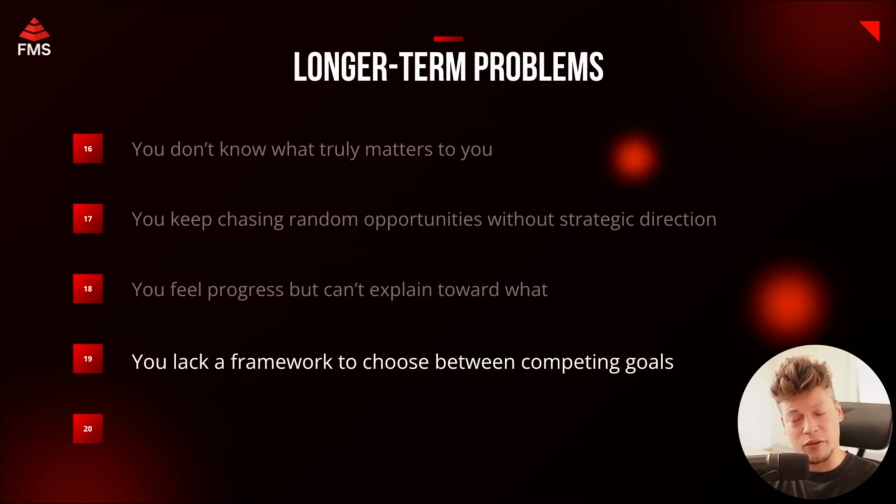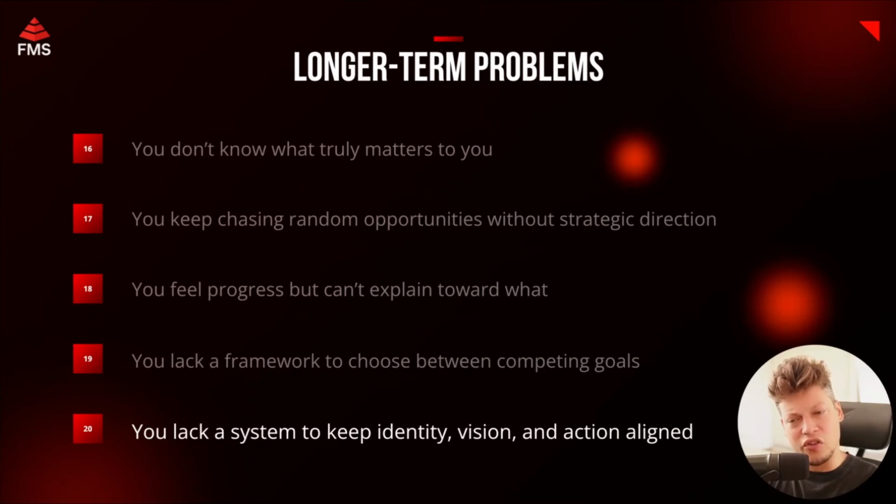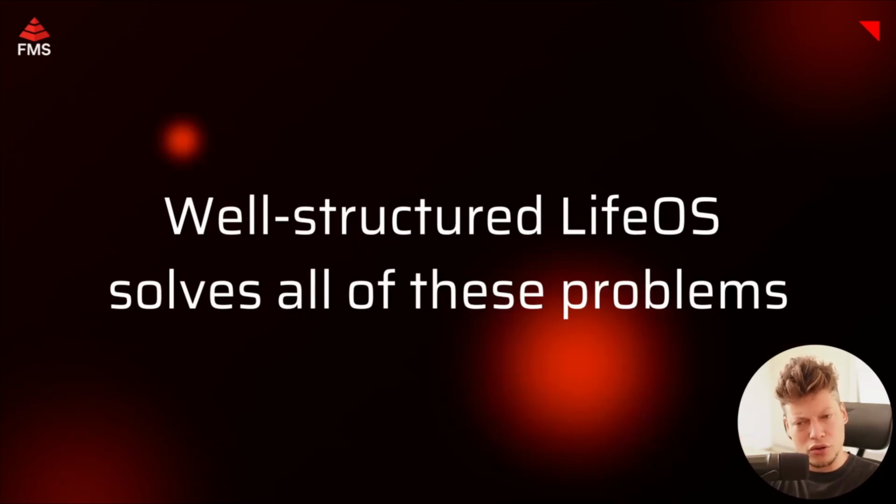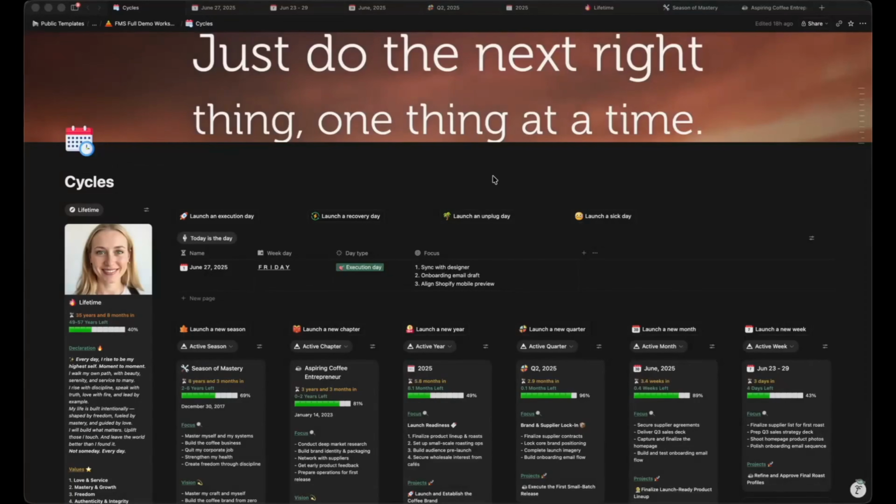Oftentimes, you also lack a framework between competing goals. So you do have a bunch of desires, but there's no framework in your specific system for choosing between those goals or projects or visions. And finally, there's just no overall alignment between everything. So maybe you are specifying your visions or identity or higher level focus or daily actions, but nothing is gluing everything together. So I would say if you have a well-structured LifeOS, it should solve all of these problems. So without further ado, let me just walk you through the system.